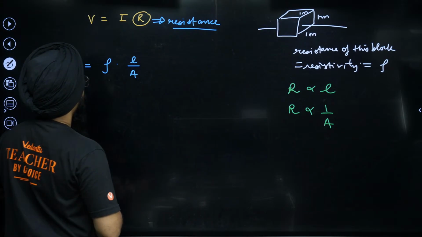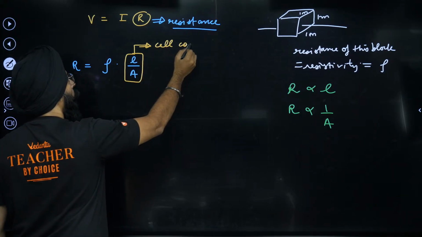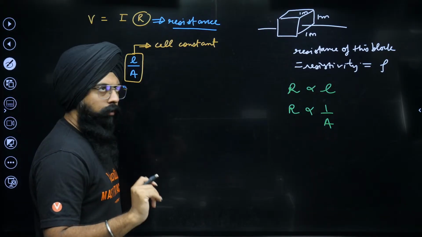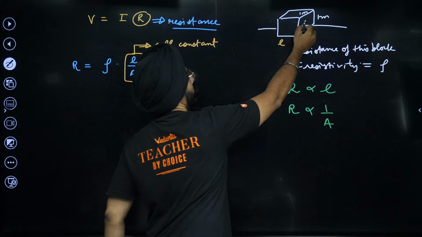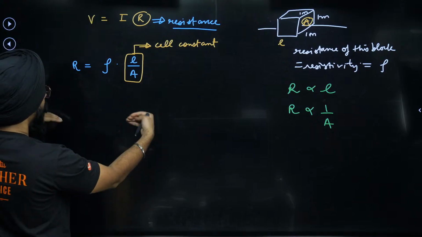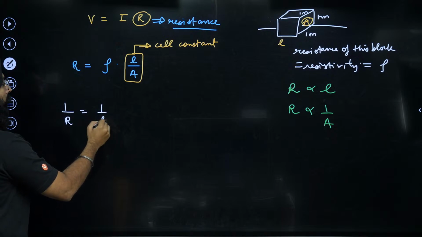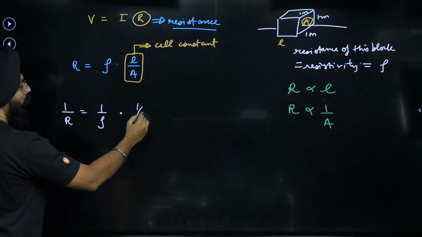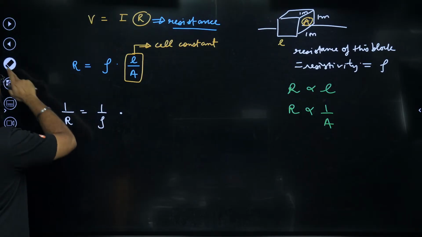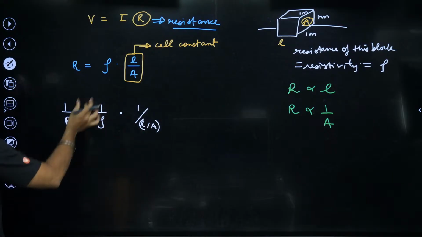All right. My dear friends, what is L by A? L by A is basically known as cell constant. This is known as the cell constant. This is your length L. This is your area A. That is known as cell constant. Now, if I take the inverse of this equation, what can I say? I can say 1 by R is equal to 1 by rho into 1 upon L by A. I can write A by L on that side, that's fine. But for now, I will write 1 upon L by A. Because L by A is cell constant.